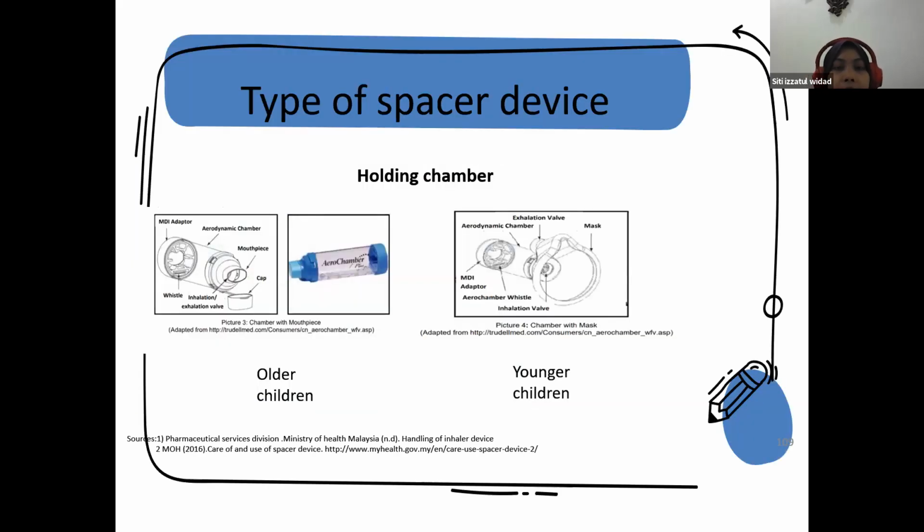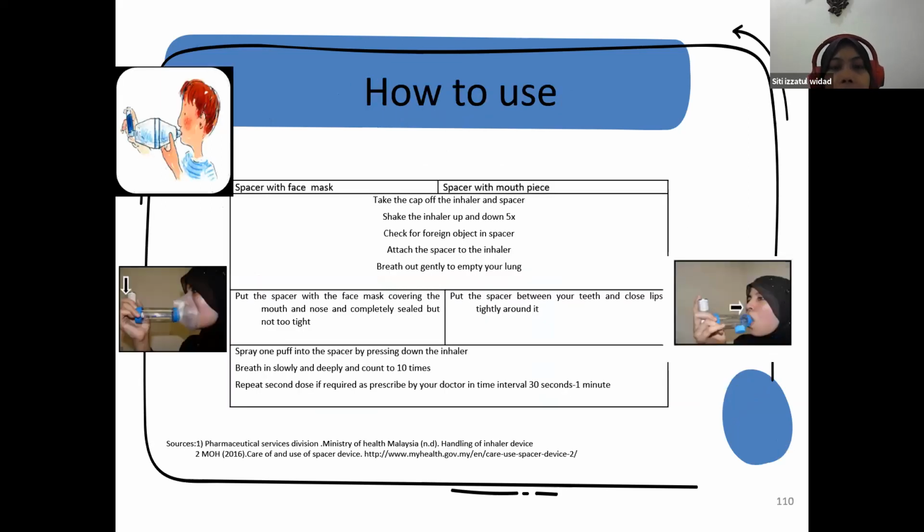So for types of spacer device, there are two. For older children, there is a mouthpiece. For younger children, there is a mask. And next slide. So how to use? We proceed to the video, and on the next slide.